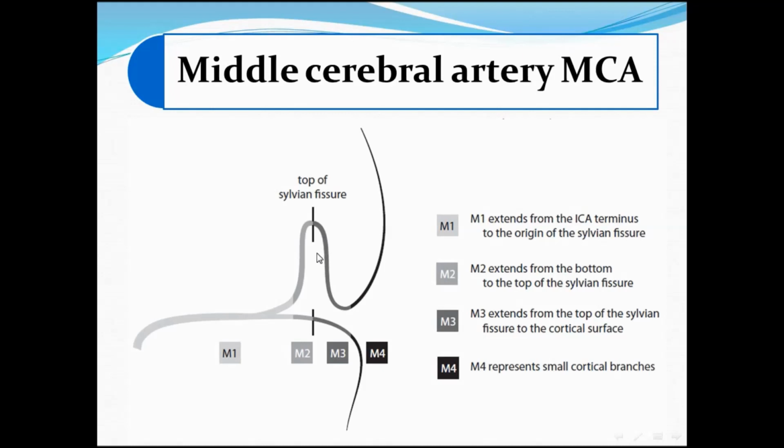And then M3 extends from the top of the sylvian fissure to the bottom of the sylvian fissure distally. So M2 is proximal and M3 is distal. M4 represents the small cortical branches of the middle cerebral artery.